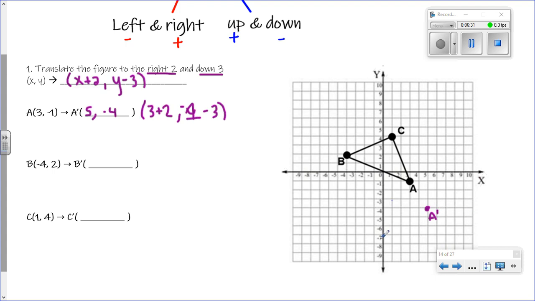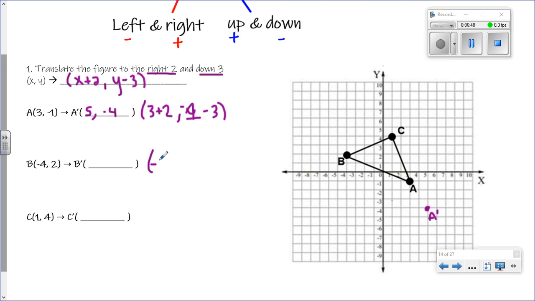Okay. So let's try it again with B. So B is at -4, 2, which is right here in the graph. And so the rule is still the same. We want to add 2 to the x value and subtract 3 from the y value. So we do it over here to show our work.